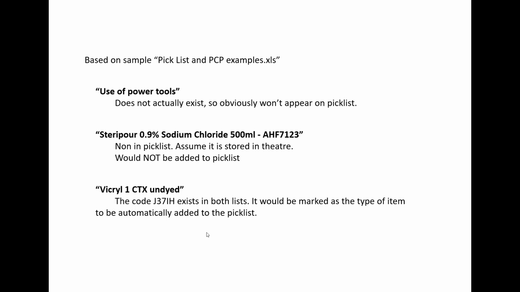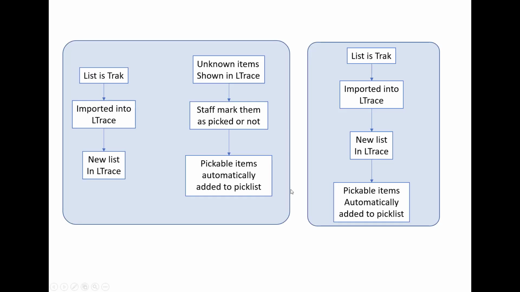And so we'd have a flag in LTrace to say don't add these items onto a pick list wherever they appear in the PCP. But at the same time, you've then got Vicryl 1CTX undyed. It's got the code of J37IH, and it exists in both lists. So what we'd be doing there is as soon as we see that it's in the PCP, we'd automatically add it onto the pick list. Practically, this is how it works.